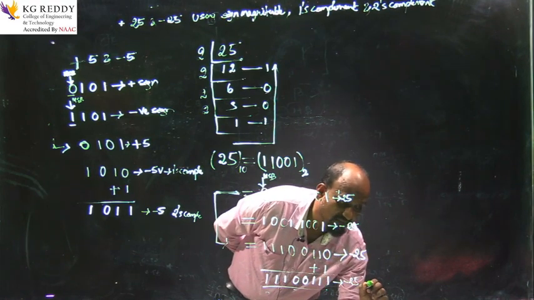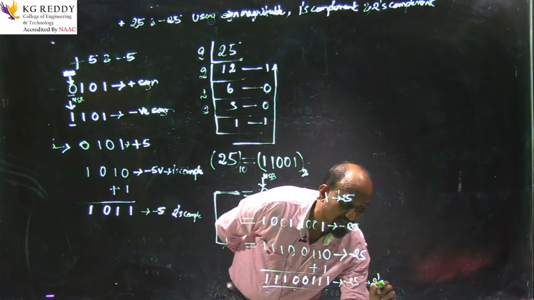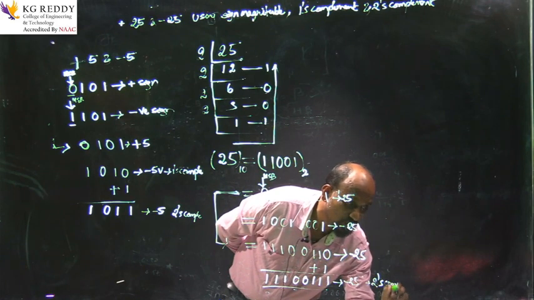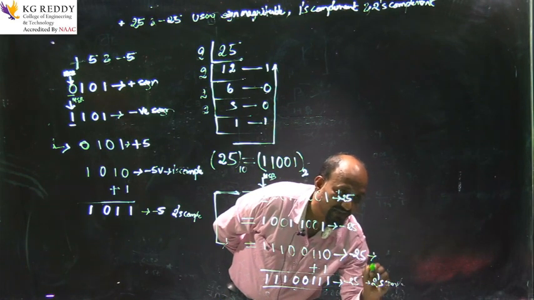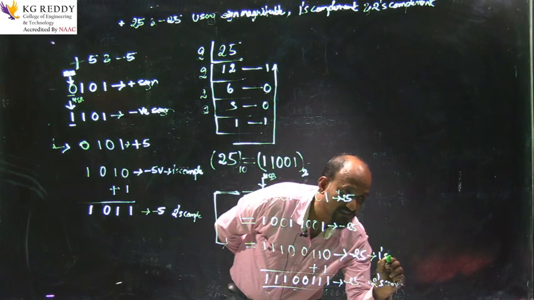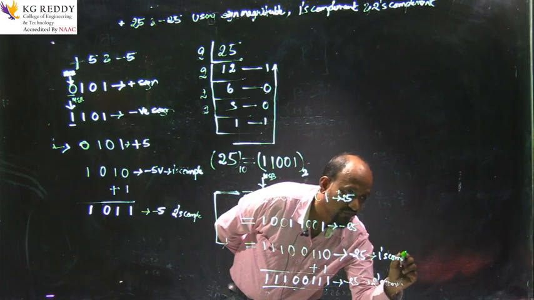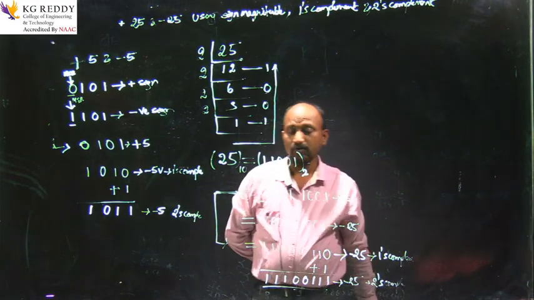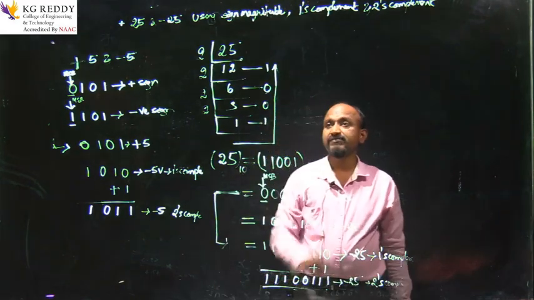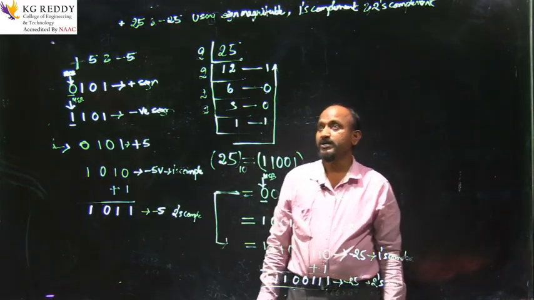using twos complement. Using what am I using? Twos complement. And this is minus 25 using the ones complement. Using what? Ones complement. Okay, so let us see. This is the way of giving the ones complement and twos complement.